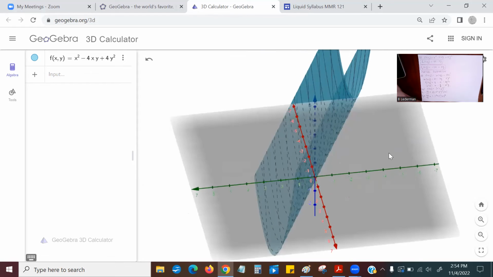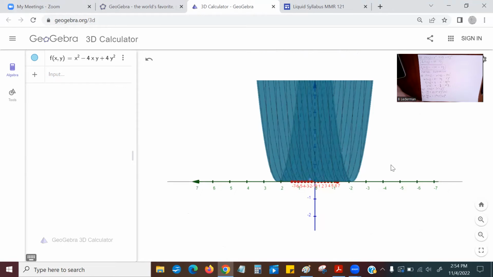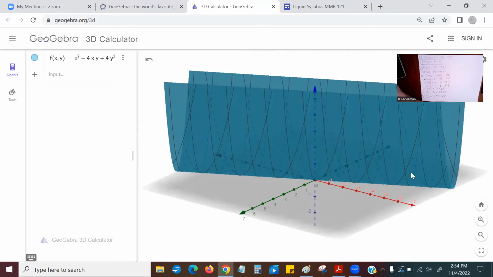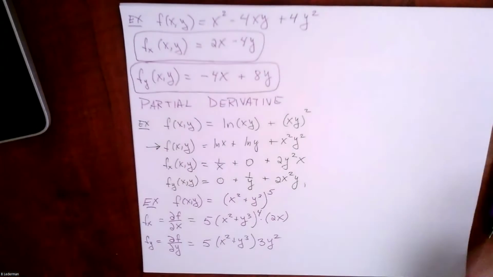Okay. So I want to now go back to some calculus. So I'm going to stop sharing the screen. I'm going to go back to our camera there.